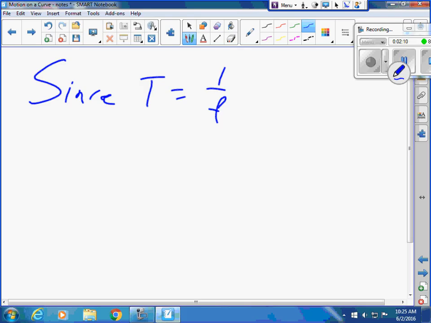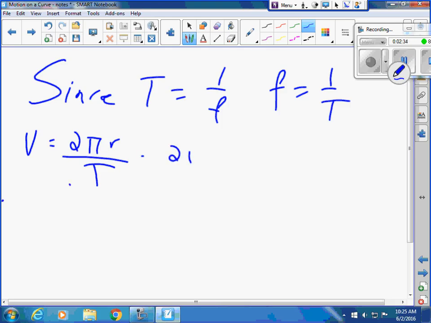Since T is equal to 1 over F, and F is equal to 1 over T, the textbook uses a couple other formulas that are just slightly different. The one that I've given you, velocity is 2 pi r over T, which is velocity is distance over time. The distance is the 2 pi r. The time is the period. I can replace the over T with an F. So 2 pi r F. Those are equivalent. So if for whatever reason you're given the frequency, you don't have to convert it to period. You can just use that. Does that make sense?